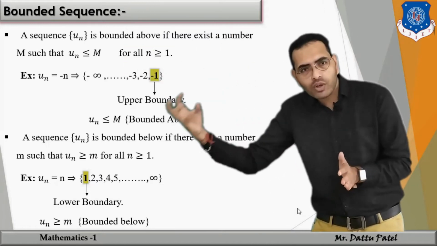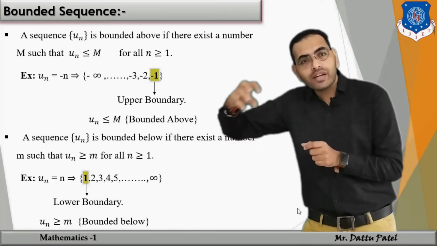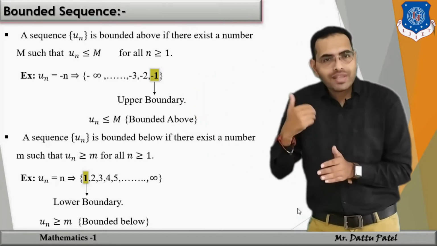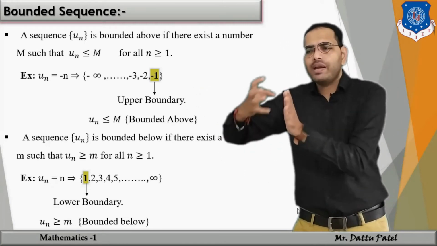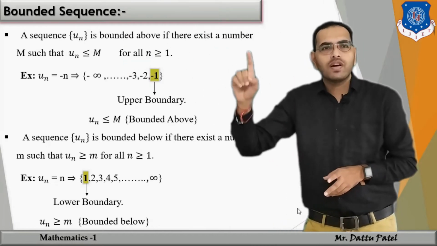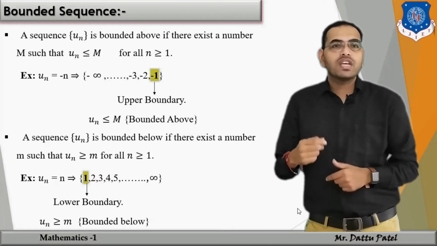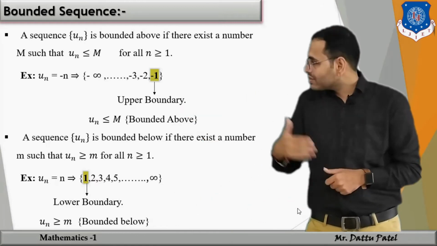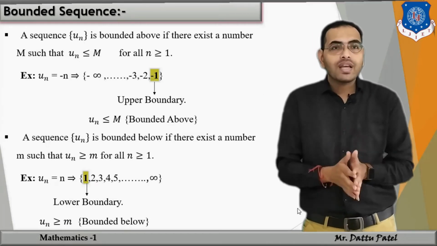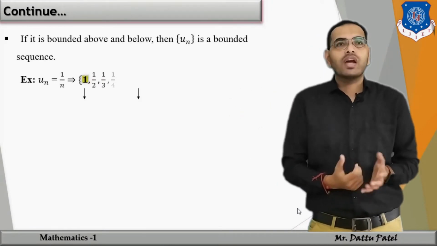Then the minimum value of that particular sequence is 1, which means all the remaining terms are greater than 1. The lower boundary is 1, and the other terms of the sequence are more than 1. So we can say that small m is 1 and u_n is greater than or equal to m. Then we can say that our sequence is bounded below by 1. Now next one is a bounded sequence. If it is bounded above and bounded below, then we can say that u_n is a bounded sequence.